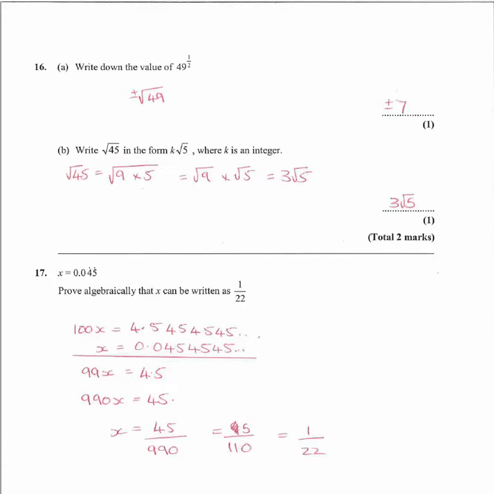Okay, question 16. Write down the value of 49 to the power of a half. Anything to the power of a half is just square rooted, so it's plus or minus 7.